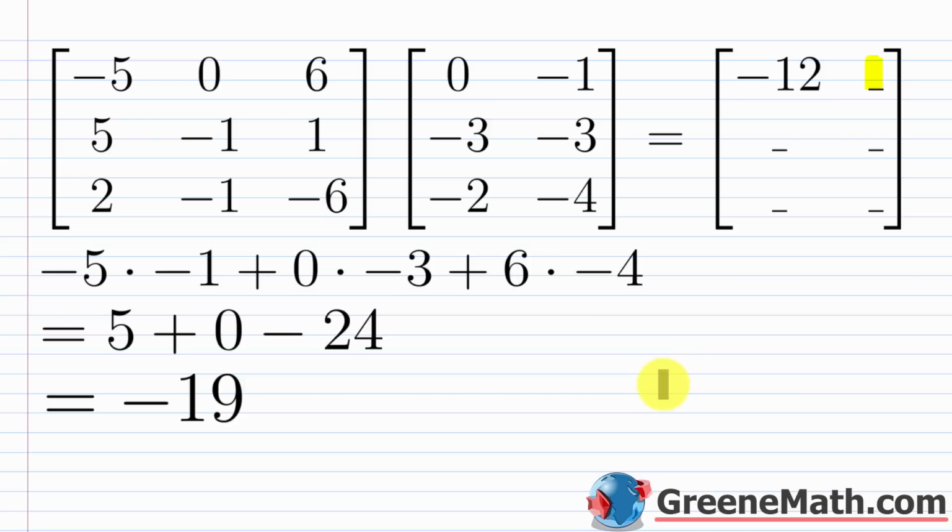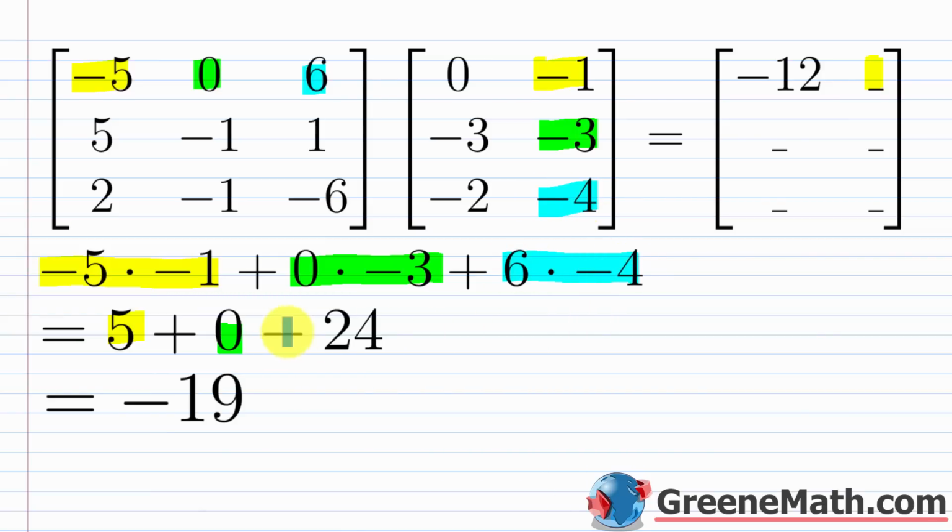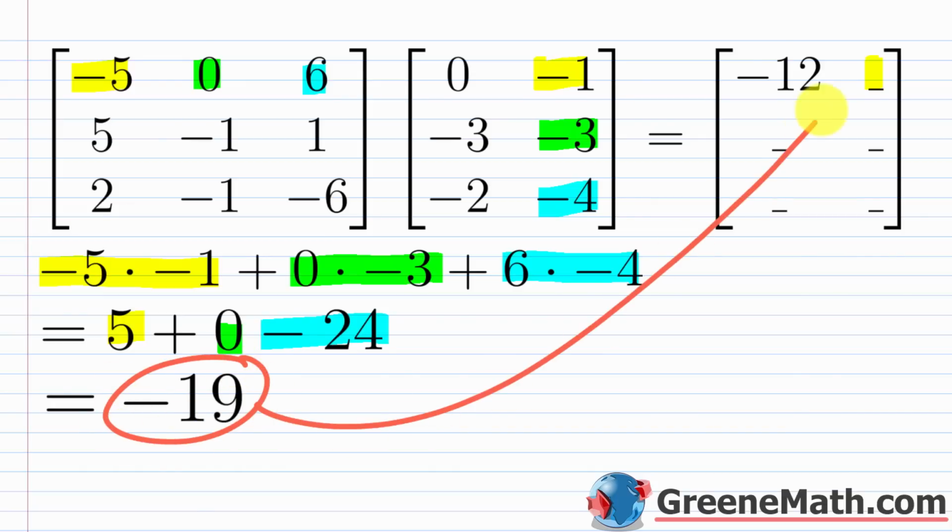So again, this right here would be row 1, column 2. So this row, this column. So let's go through and do negative 5 times negative 1. So that's this right here. That's going to be 5. Slide down. We're going to do 0 times negative 3. So 0 times negative 3 is 0. Slide down. We're going to do 6 times negative 4. So this is 6 times negative 4. That's going to be negative 24. So 5 plus 0 is 5. And then minus 24 is going to be negative 19. So again, this guy right here is going to go right there. So this is negative 19.